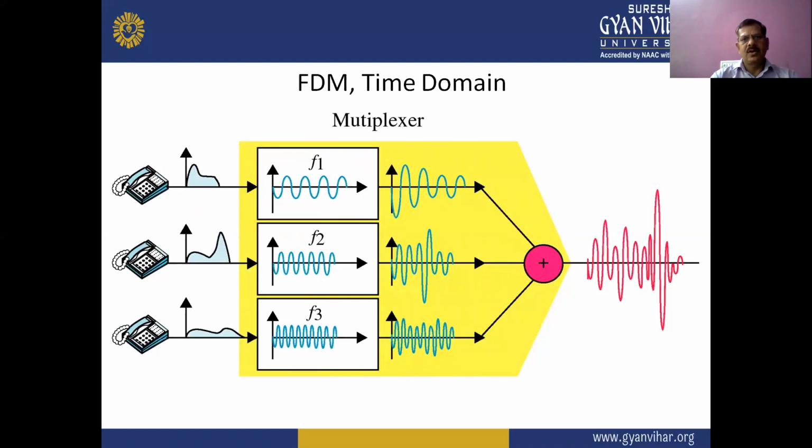FDM in the time domain multiplexer. There are different input signals which have different frequencies F1, F2, and F3. These are multiplexed, and these different signals are summed in a summing network. After this multiplexing, these different input signals are converted into one signal, that is the FDM signal in time domain form.